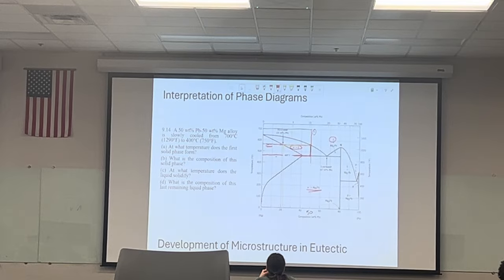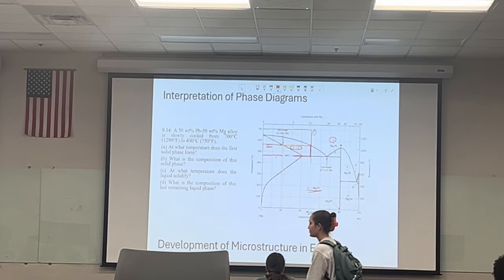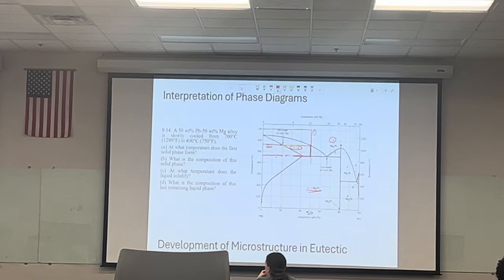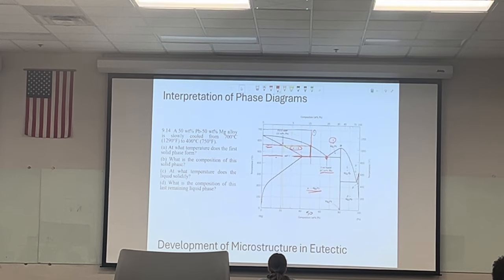And part D, they want to know the composition of this last remaining liquid phase. The composition of the last liquid phase remaining prior to complete solidification corresponds to the eutectic composition. So this line here, where they kind of put it up, at this point, which should be about 67 weight percent lead and 33 weight percent magnesium.